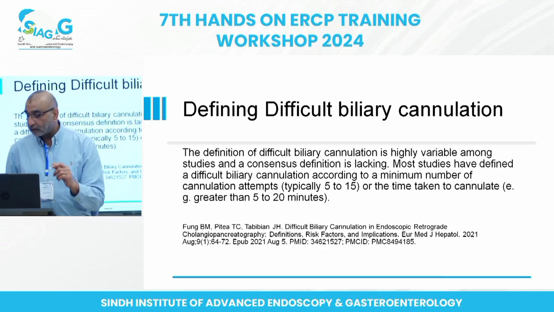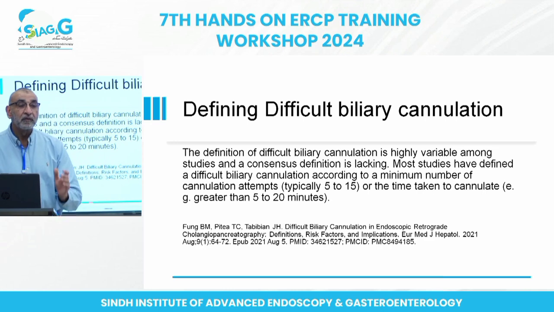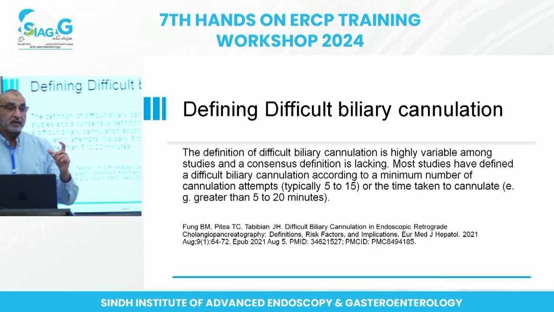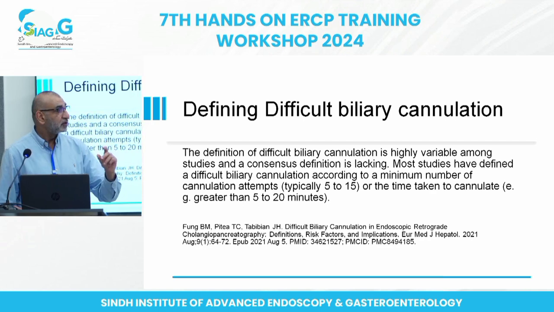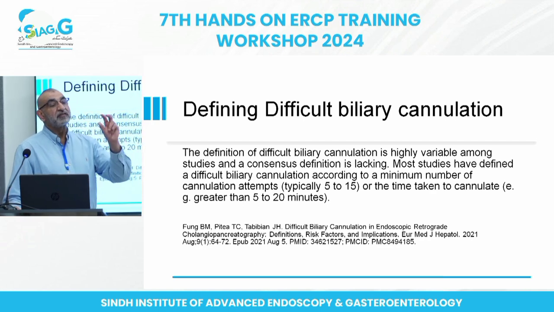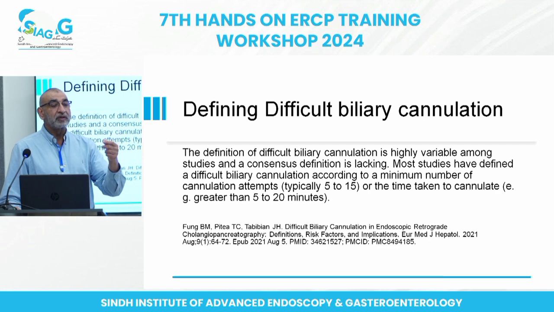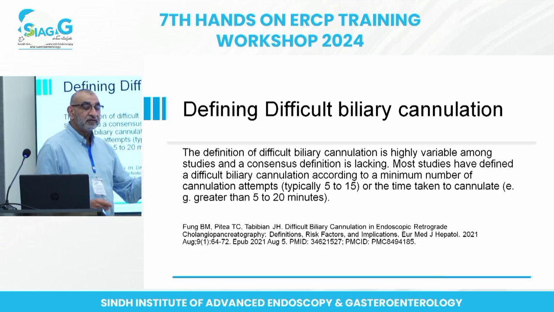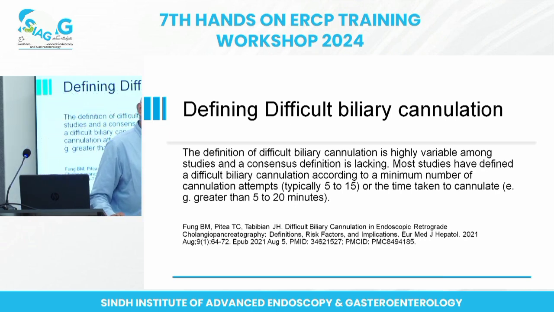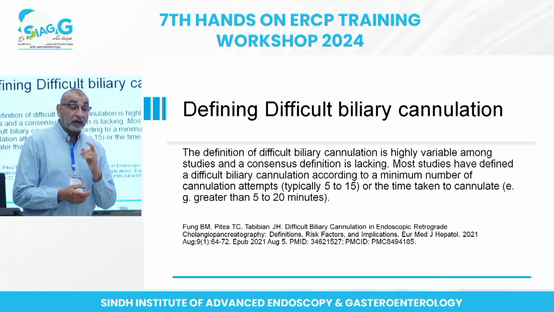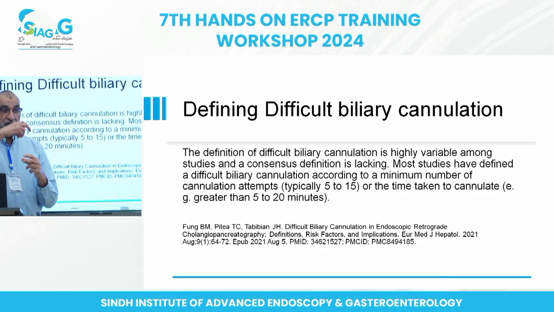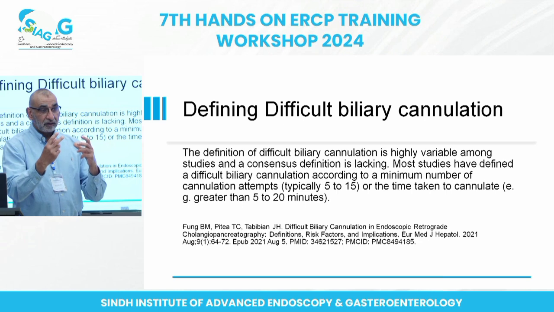I don't know if I've got, in my own set of slides, the different types of papillas. There's type 1, 2, 3, 4. They're the main ones. Type 1 is the standard papilla that we all see, the common one, and that's easy to cannulate. Type 2 is the small papilla, which normally, allegedly, is more difficult to cannulate, but still, I never encountered any problem with that.